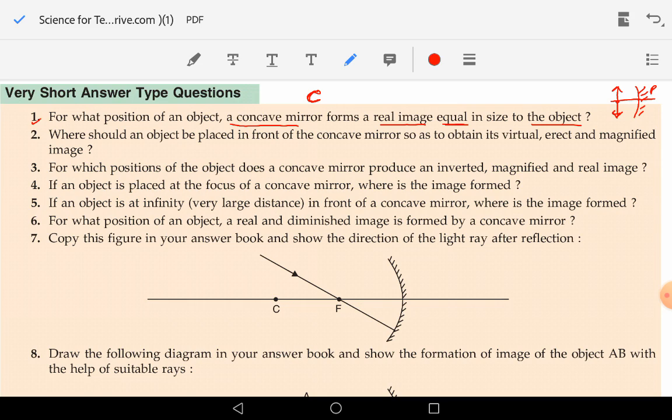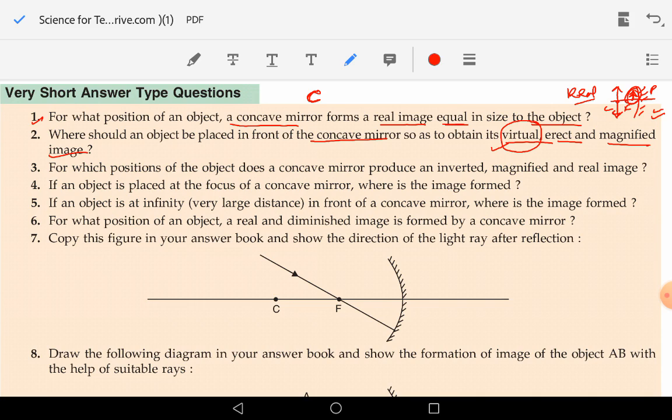Now question number 2: where should an object be placed in front of a concave mirror so as to obtain a virtual, erect and magnified image? Now this is telling us everything, because we should know that a concave mirror is known to form a real image of an object, except at one position where the image is going to be virtual, and that position is between the focus and the pole of the mirror. So this is the only position of the object where the image formed will be virtual, erect and magnified.